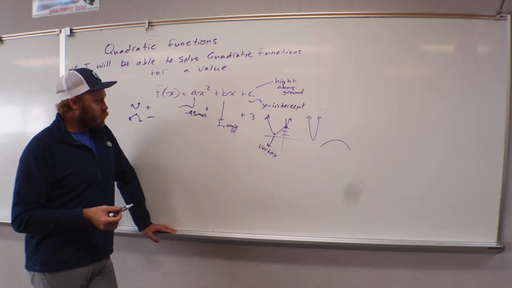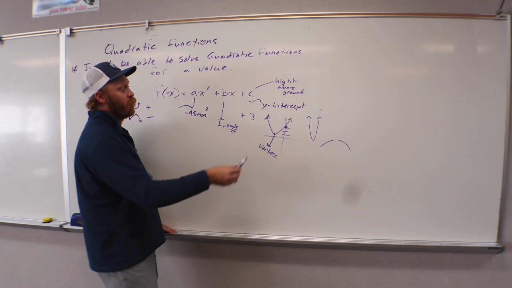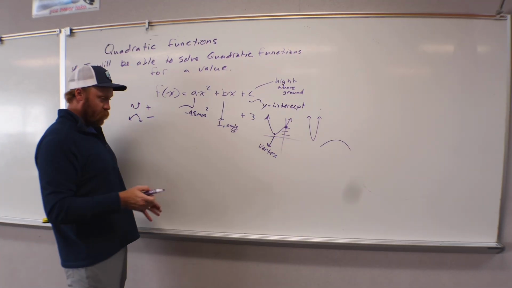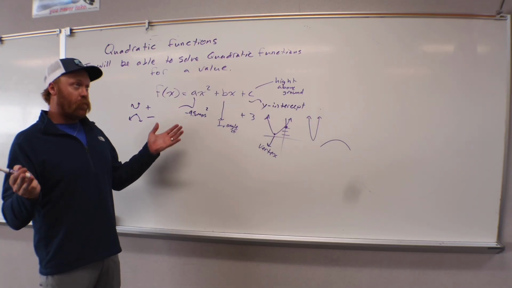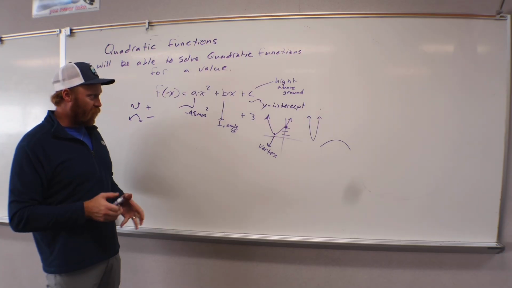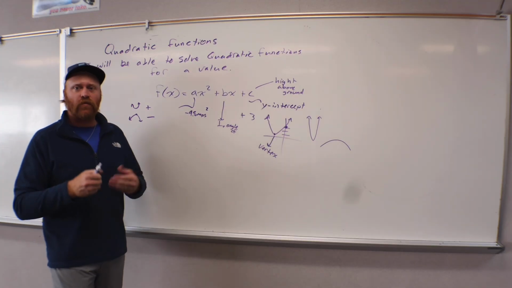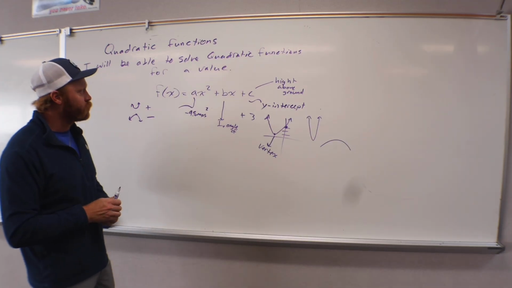So the easy stuff, our plus c is going to be our y-intercept. Our a is going to tell us whether or not we open up or open down. And that's the basics of what we want to understand as far as building the equation currently.